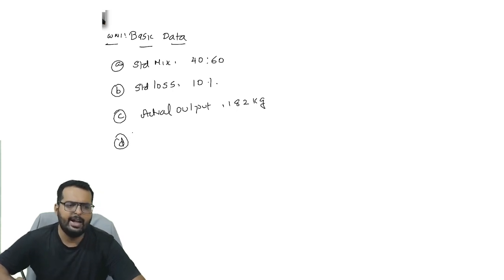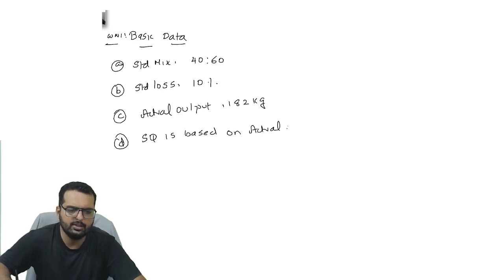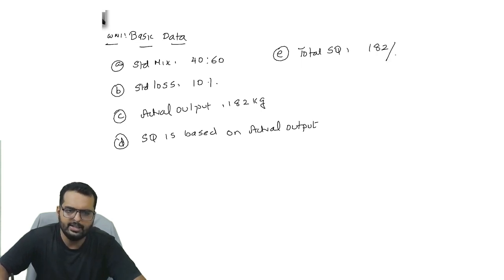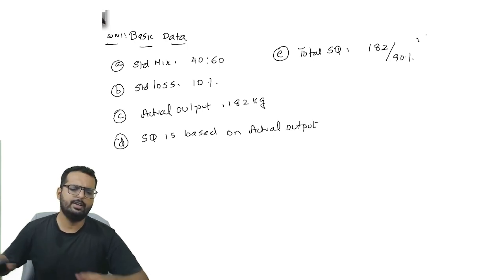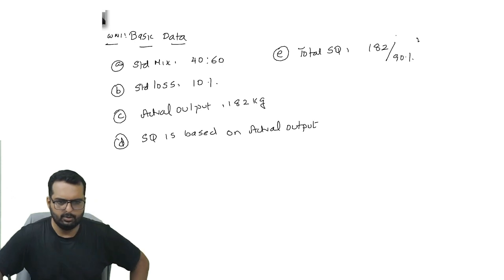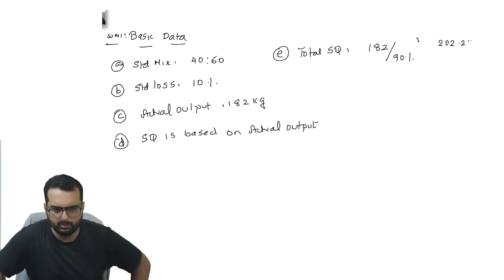Everyone tell me, SQ is based on, that is the core part over here, SQ is based on actual output. Everybody is clear with that part? So, total SQ will be 182 divided by 90%. How did I get that 90%? You have a 10% loss. Do I get the answer as 202.22 over here?